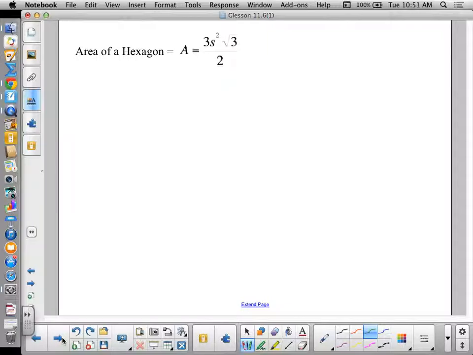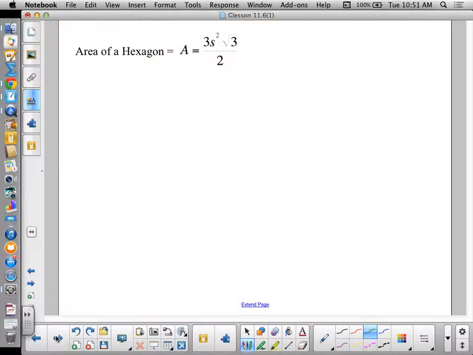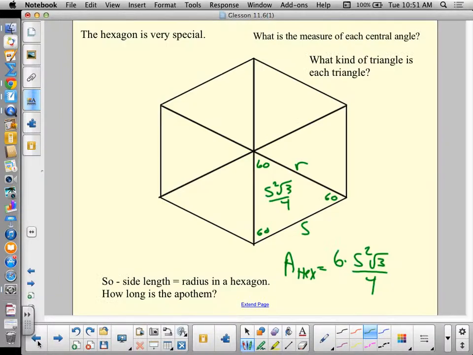And again, there's the area of a hexagon formula. All I did for that formula is reduce the 6 and the 4 to a 3 and a 2. Most people do not remember the hexagon formula at all, but they can remember the equilateral triangle formula, so they just multiply that by 6. It's the same thing.